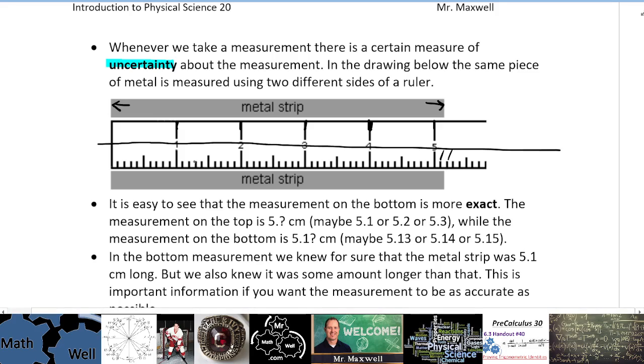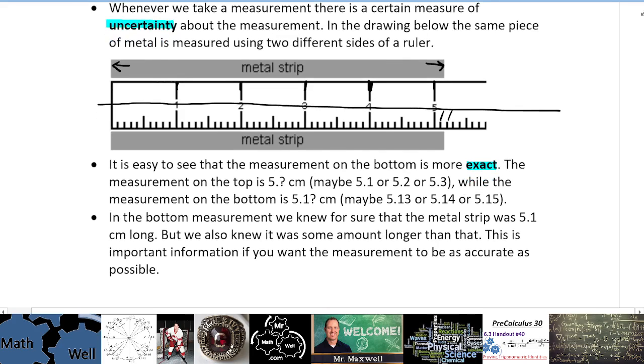Let's read a little of what you have in the notes underneath. It is easy to see that the measurement on the bottom is more exact. The measurement on the top is 5 centimeters, and then we don't know what the other digit is. We know 5, we don't know beyond that. It's maybe 5.1 or 5.2 or 5.3, we're not really sure. While the measurement on the bottom is 5.1 something. So I have an extra digit that I can be more exact with, but we also know that it is some amount longer than that. This is important information if you want the measurement to be as exact as possible.